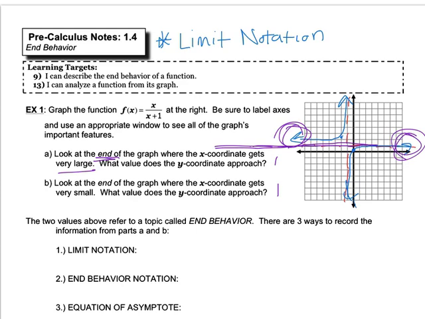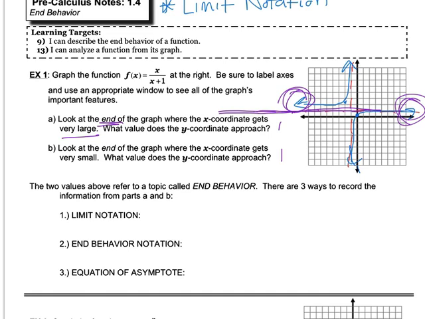So there's 3 different ways that we can write about the end behavior of a function. And you'll see these 3 ways listed right here. The first one is limit notation, and this is going to be what I'm going to ask you to use. But you should know how to use end behavior and equation of the asymptote. So limit notation, to represent end behavior, you use the letters LIM. So we're going to use limit notation to describe this end behavior that we just looked at. To do that, you write LIM for limit.